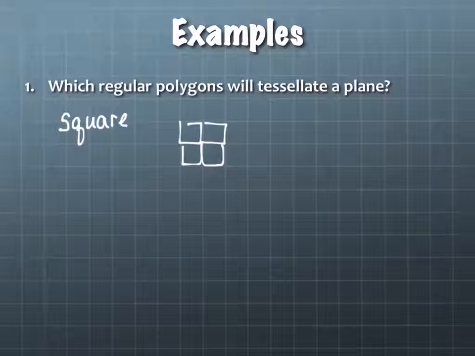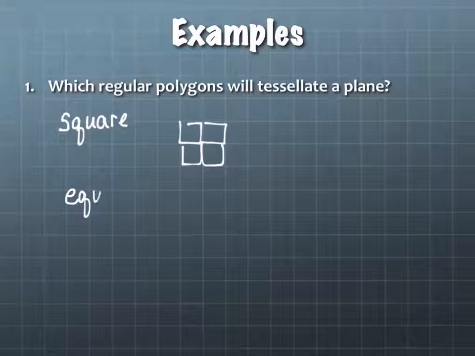And in fact, if you take a look, do you see it? That's exactly what the yellow shape is. It's 6 of the regular triangles, right? Equilateral triangles put together. So an equilateral triangle will work. So that means a hexagon, right? They make a hexagon.